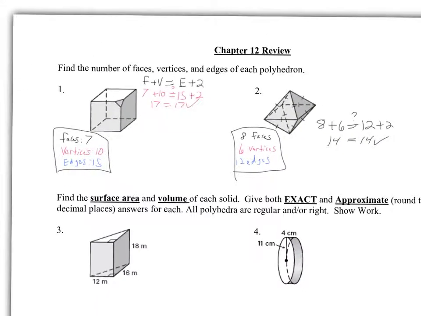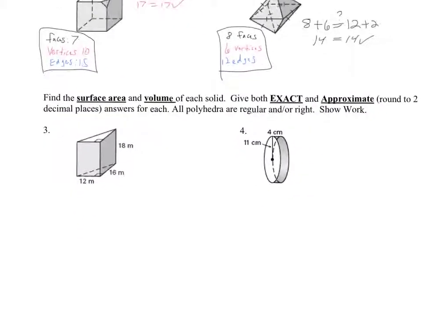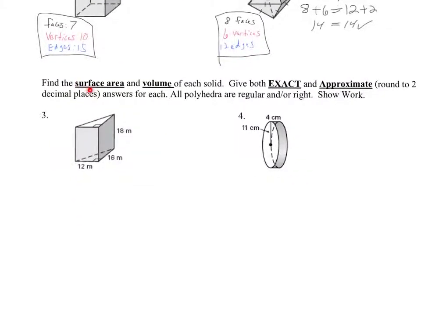All right. The majority of this chapter 12 was all about finding surface area and volume. And we also talked about giving exact and approximate answers. Whenever possible, we're going to try to give the exact answer. If we have to round, we will, but we'll try to give an exact answer first. We'll see if that's always possible. We'll just see how it goes.